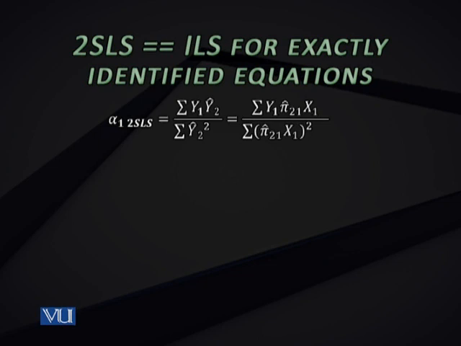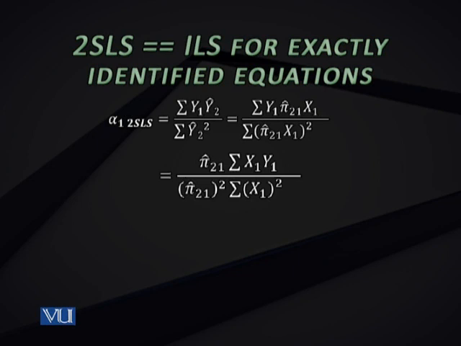Now we substitute this pi 2 1 hat x1, and we get the expression summation y1 pi 2 1 hat x1 over summation pi 2 1 hat x1 square, as you are seeing on the screen. Now this pi 2 1 hat is an estimated value, so we can factor it out. We can write it on the left side of the summation notation. So pi 2 1 hat over pi 2 1 hat square is multiplied by summation x1 y1 over summation x1 square.